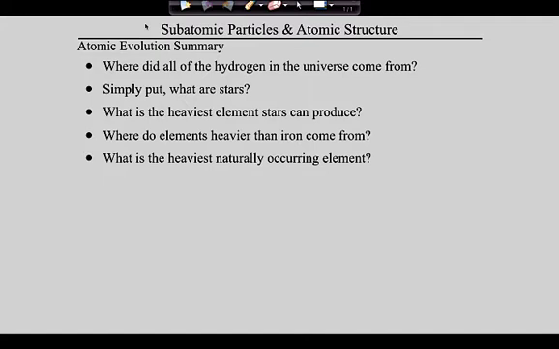Then, guys, we're going to talk about stars. You'll understand why in just a minute. Then we're going to ask this question. What is the heaviest element that a star can produce? Then we're going to answer this question. Where did the elements heavier than iron come from? And then, guys, we're going to wrap up with this question. What is the heaviest naturally occurring element in the universe?